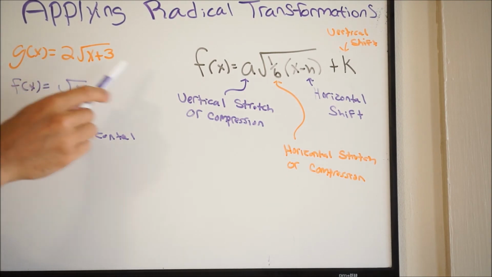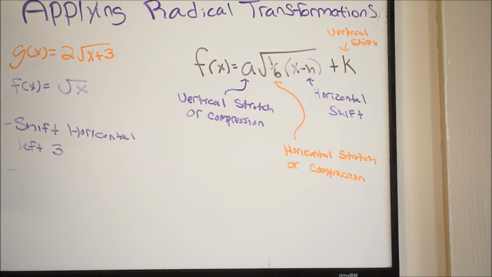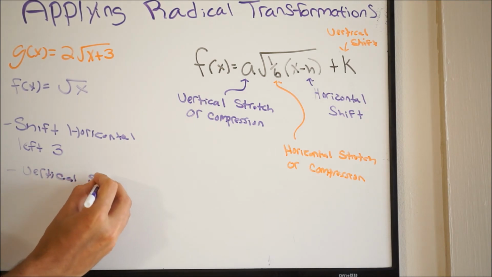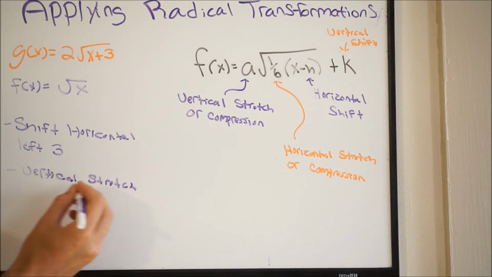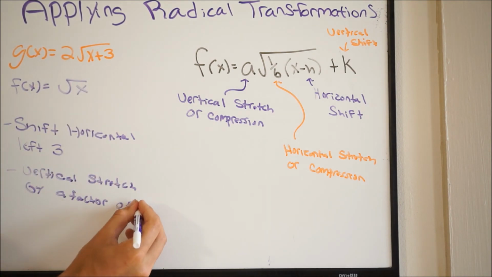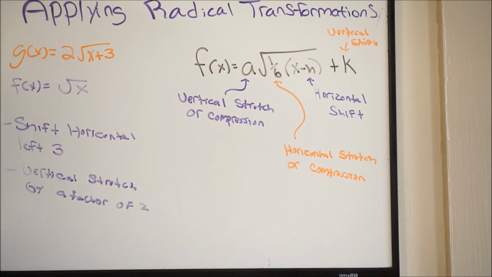We also have another transformation. Again, I have an A value that's either going to be a vertical stretch or compression. Well, in this case, A is greater than 1, so it is a vertical stretch, right? So vertical stretch by a factor of 2. Okay, so we had multiple transformations in that particular problem. Okay, let's try another one.